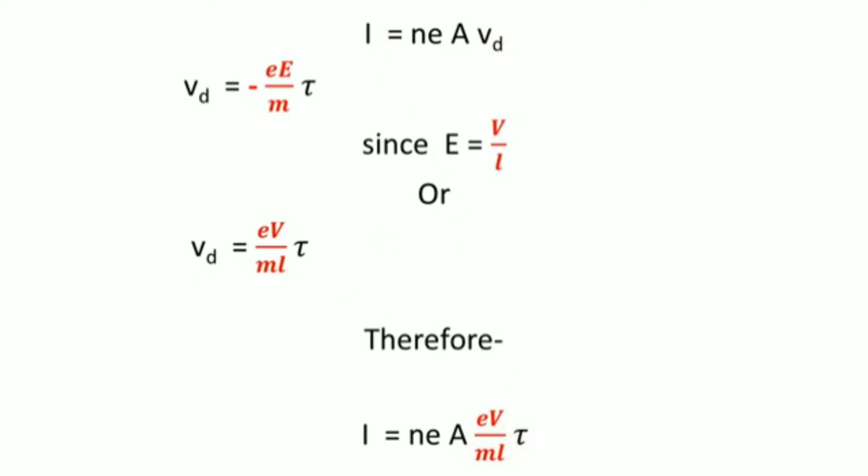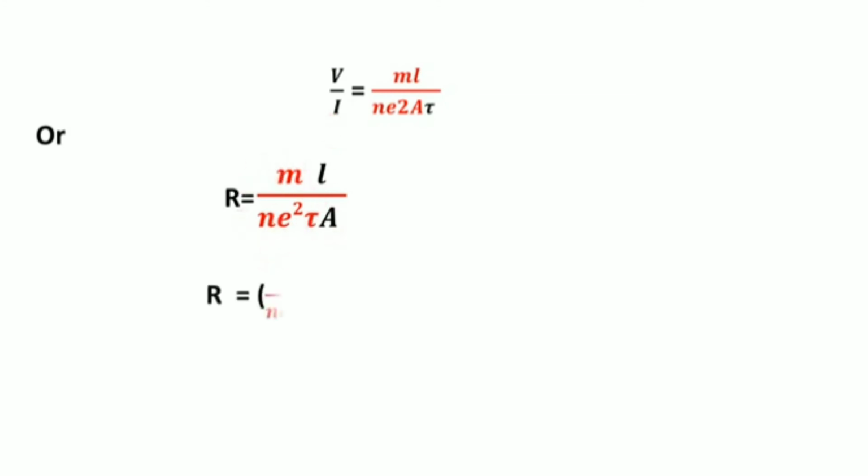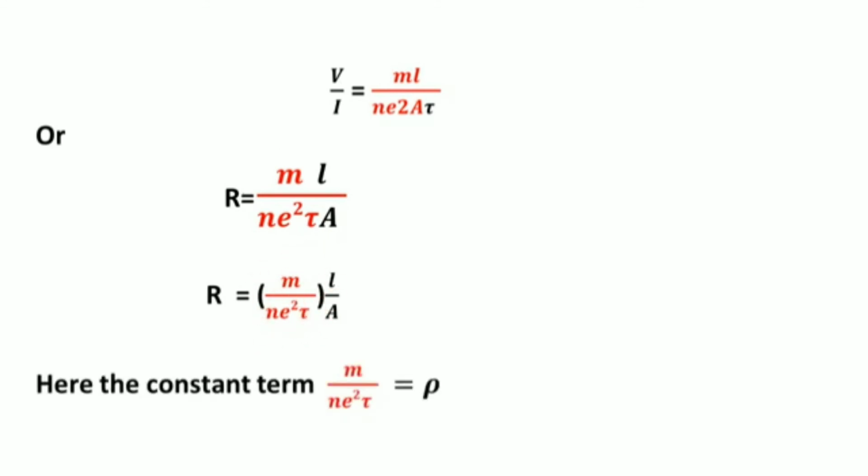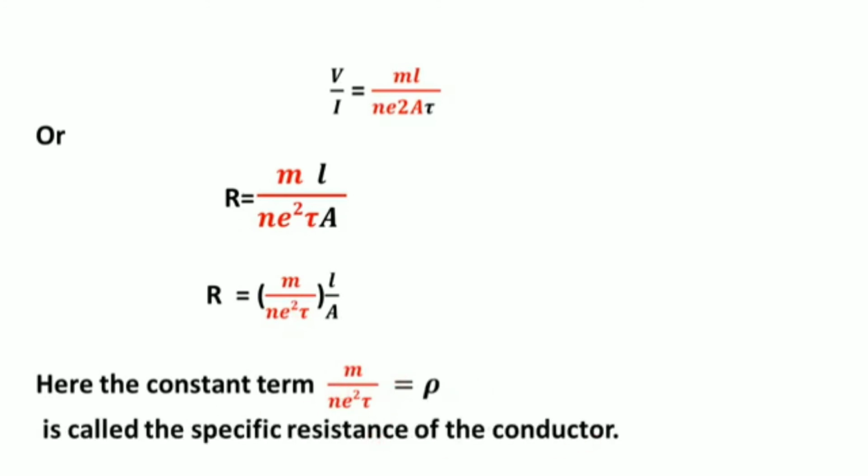So we can modify it. We can write V by I is equal to mL by ne square A tau. So m by ne square tau into L by A is resistance. R is equal to this much. So this term within the bracket is a constant term. This is called resistivity or specific resistance of the material of that conductor.